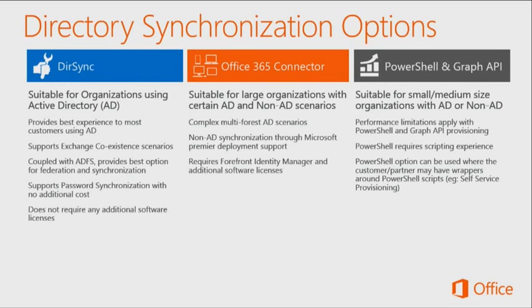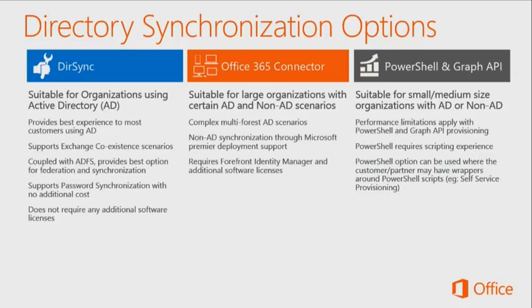And some options. So we have DirSync, suitable for organizations using Active Directory. It supports password synchronization with no additional cost, so this is coming soon. And it's suitable for large organizations. Office 365 connector. We have a new name for this as well. Suitable for large organizations. The main thing that we're talking about, remember this is the Jumpstart for small businesses, is DirSync, but I'm just showing you some other synchronization methods for larger organizations to synchronize their AD.